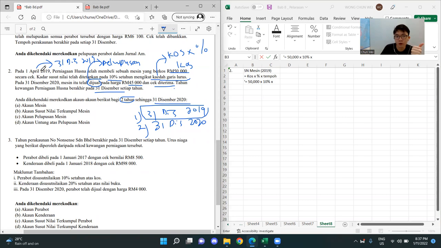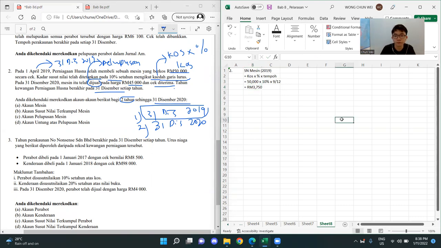April is 4, then 5, 6, 7, 8, 9, 10, 11, 12, December is 12th. So you start from April sampai December, there are 9 months. So you times 9 over 12. Okay, so you just calculate that. 50,000 times 10% times 9 over 12, you get RM3,750. So this will be the susut nilai in 2019 only.